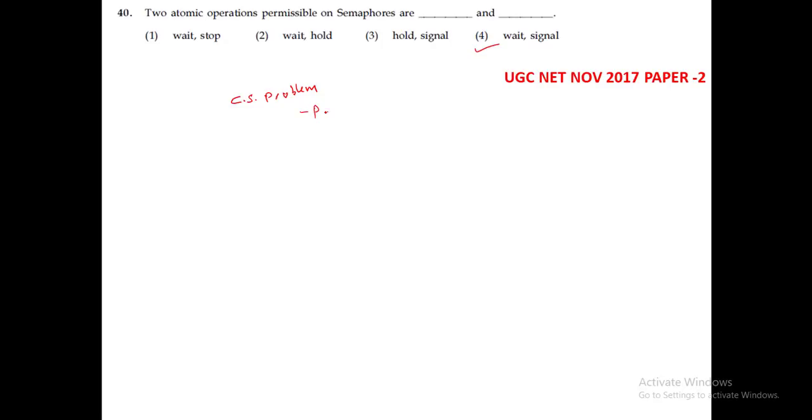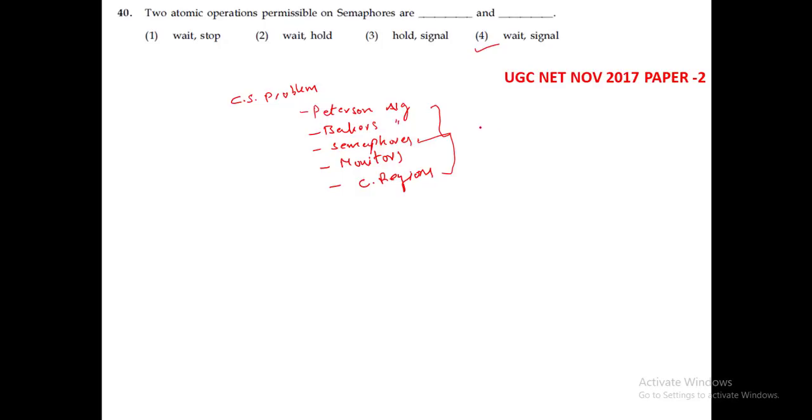One is called Peterson's algorithm, and then we have Baker's algorithm, and then we have semaphores, and then we have monitors, and then we have critical regions, right? Among these are the solutions of the critical section problem. Among these solutions, one of the solutions is called semaphores.